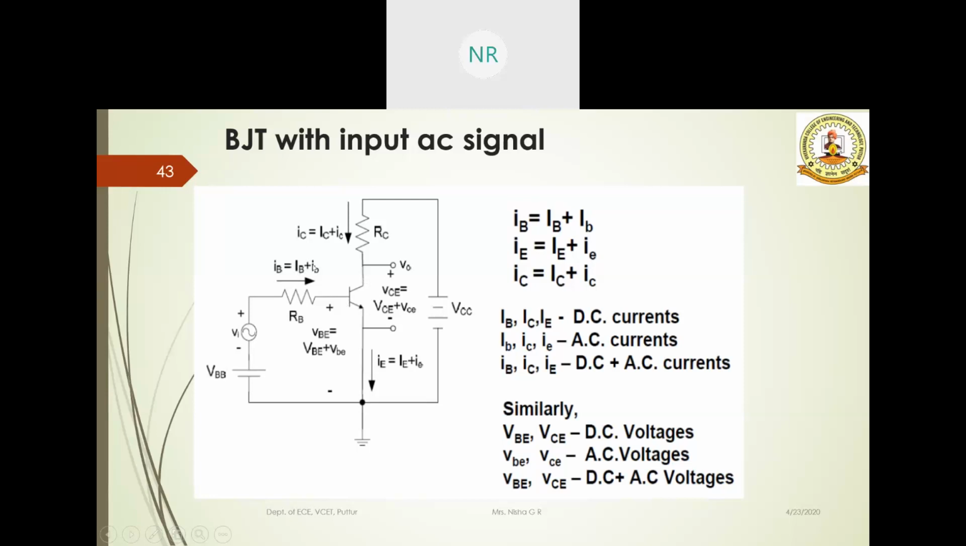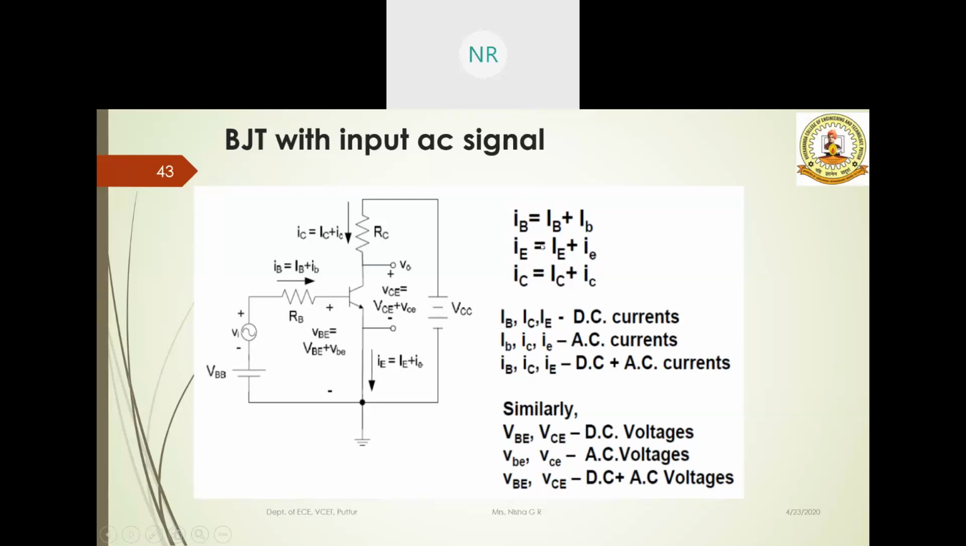One of the currents we have discussed. Similarly, iC is the current flowing through the RC resistor, the collector terminal current. This is also an instantaneous current. See this representation, small letter i subscript capital letter C, indicates that it is a combination of DC component capital letter IC and AC component small letter ic. Similarly, IE is flowing downwards here. So this will be the instantaneous current, DC component and AC component.